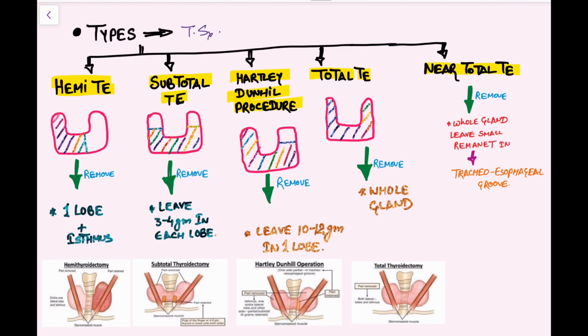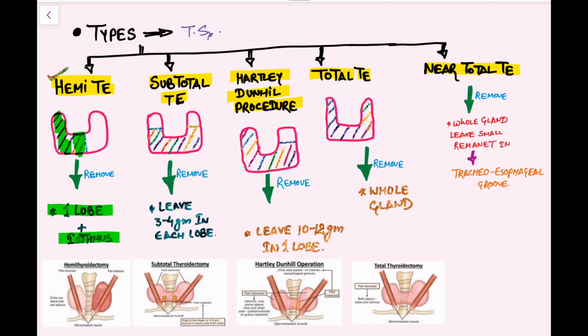So first we will discuss about hemithyroidectomy. In case of hemithyroidectomy, we are going to remove one lobe plus isthmus. We are going to remove one lobe of thyroid gland and plus isthmus.